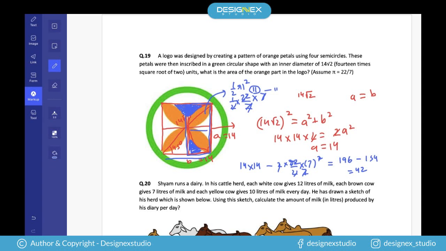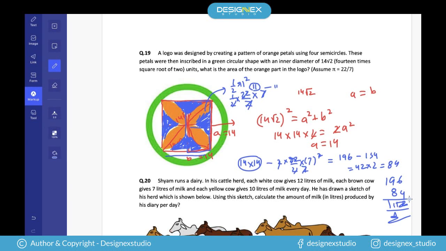So for this and this whole part, if I multiply by 2, that is 84. So the area for this part comes out. If I subtract from 196, I subtract 84, so that comes out to be 112. So that is the answer.